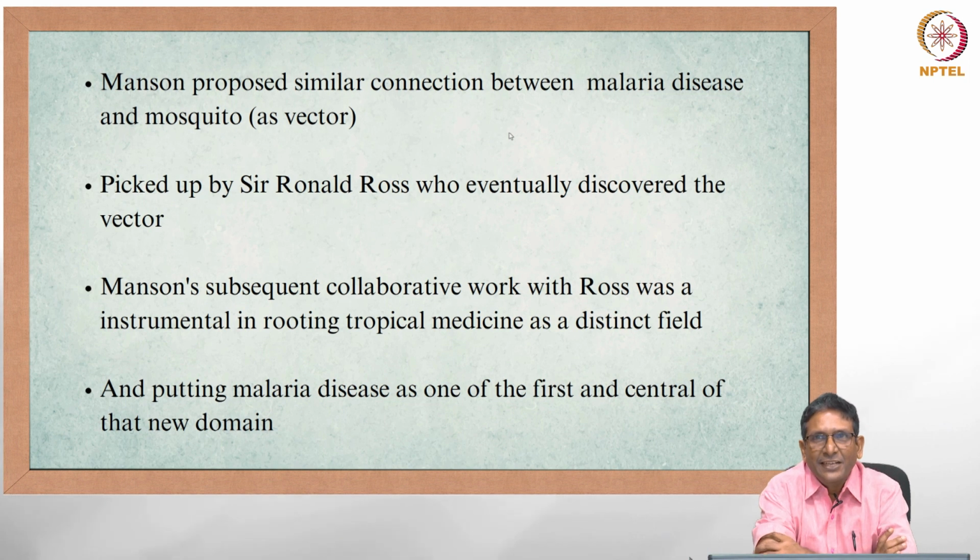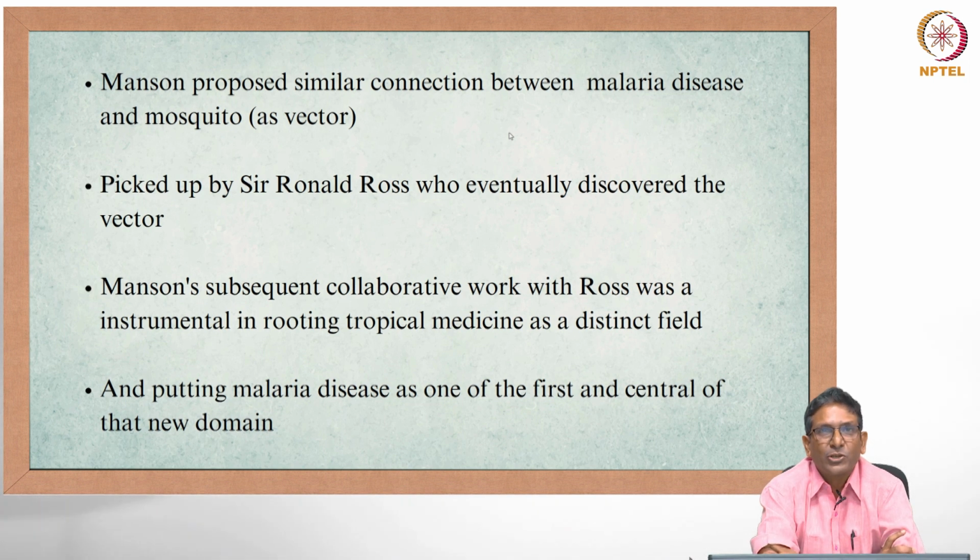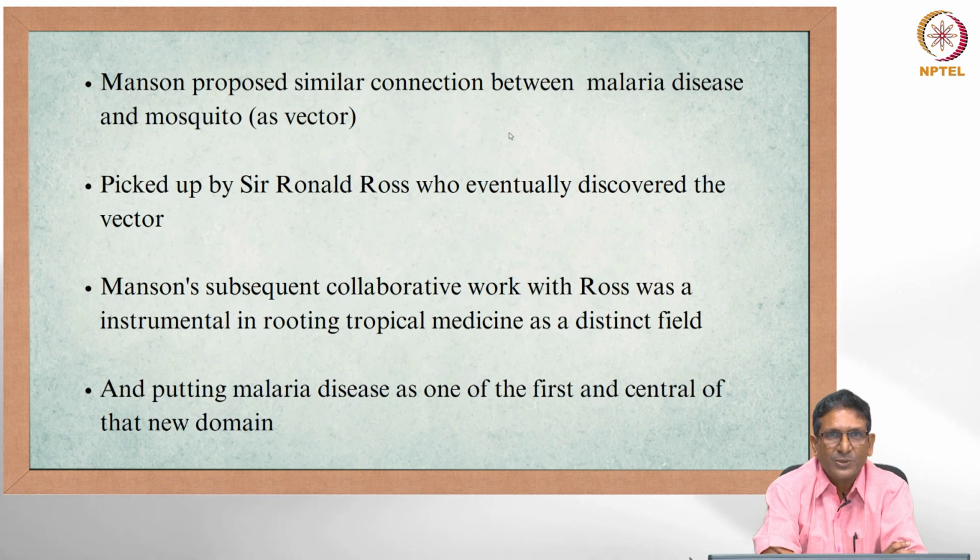So just as in the case of elephantiasis, Manson proposed a similar kind of connection between malaria disease and mosquito as vector. So this was promptly picked up by Ronald Ross, who eventually discovered the vector working in India, and for which he got the Nobel Prize. The vector, of course, was the female Anopheles mosquito.